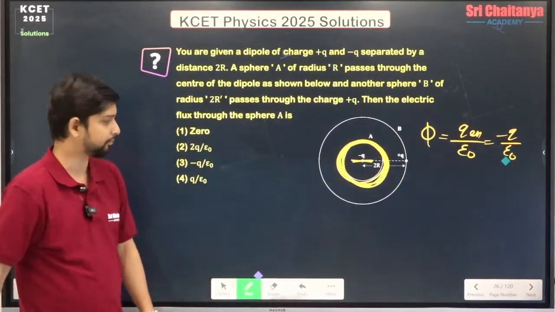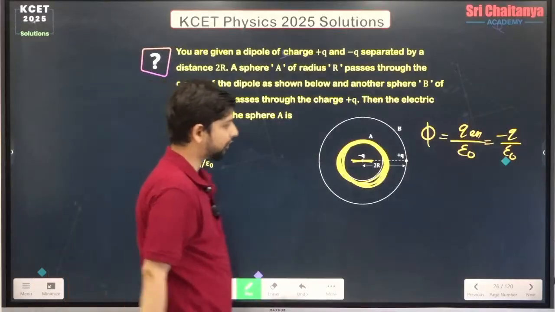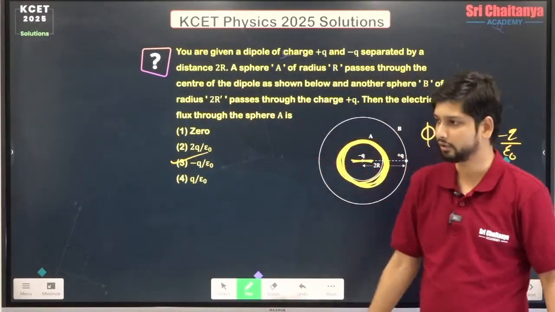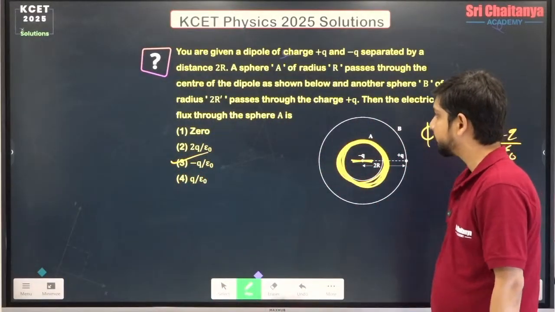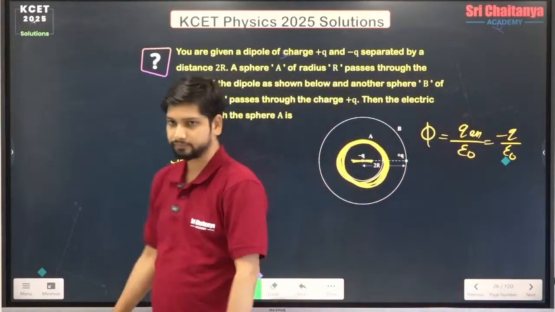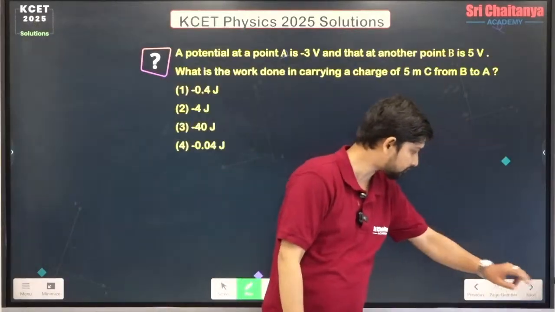Very easy, very simple. So the correct answer is minus Q upon epsilon naught. That's all. Question solved. So this is the answer of this question. Now let's move to the next question.